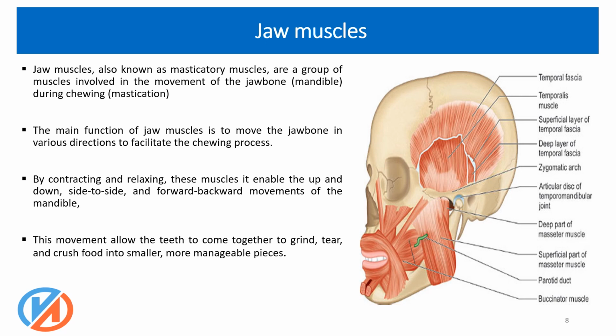And the main function of the jaw muscles is to move the jawbone in various directions to facilitate the chewing process. By contracting and relaxing these muscles, they enable the up and down, side to side, and forward and backward movement of the mandible. And these movements allow the teeth to come together to grind, tear, and crush food into smaller, more manageable pieces for swallowing and for subsequent digestion and absorption processes.